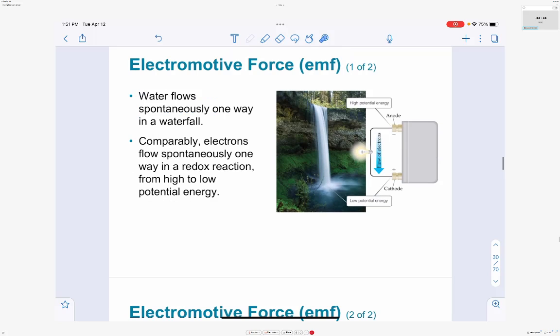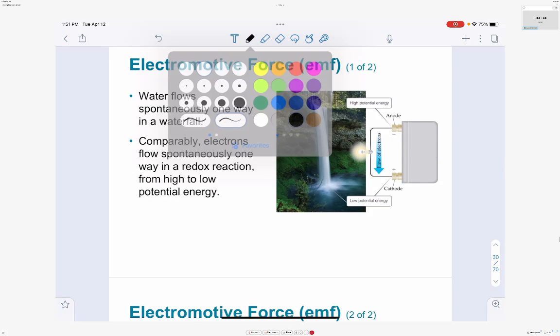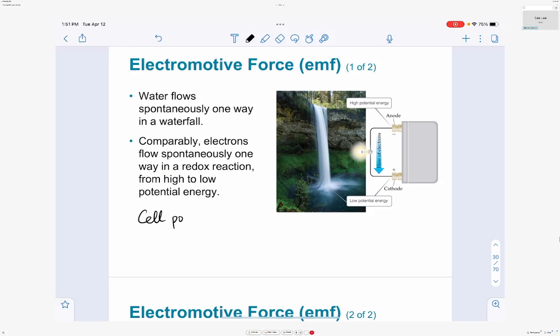It's labeled E cell. And I'm going to write that down: potential difference between two electrodes of a voltaic cell. Okay.